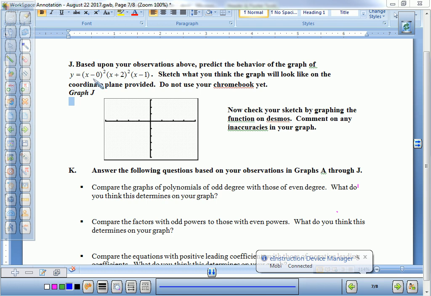Okay, let's start with our x-intercepts. What x-intercept goes with that factor? 0. What x-intercept goes with this factor? -2. What x-intercept goes with this factor? 1. Okay, what is the degree of the function? 5. So it is an odd degree function. Is the leading coefficient positive or negative? Positive. So if it's odd and positive, it falls to the left and it rises to the right. Okay, so that's where I go next.